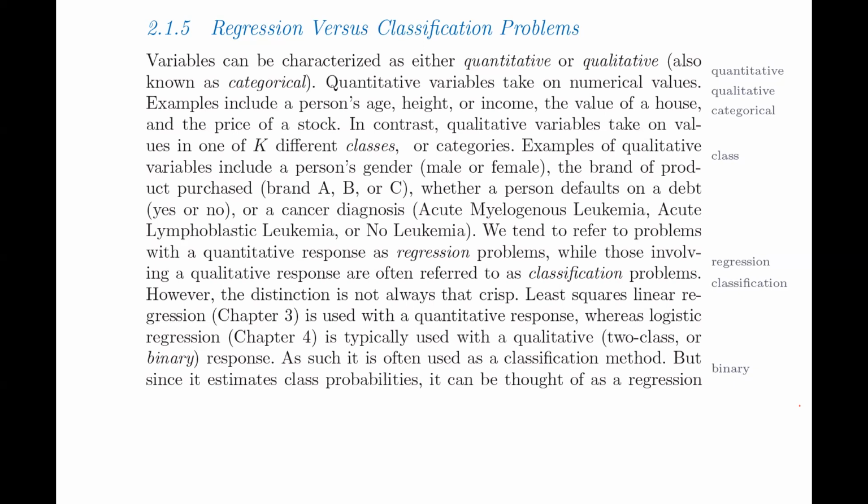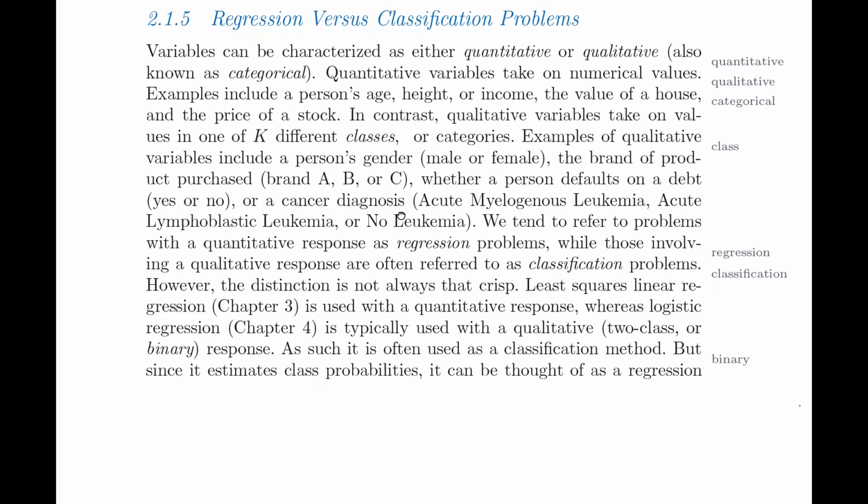We tend to refer to problems with a quantitative response as regression problems, while those involving a qualitative response are often referred to as classification problems. However, the distinction is not always that crisp. Least squares linear regression is used with a quantitative response, whereas logistic regression, but it's still regression, right, is typically used with a qualitative 2-class or binary response. As such, it is often used as a classification method.